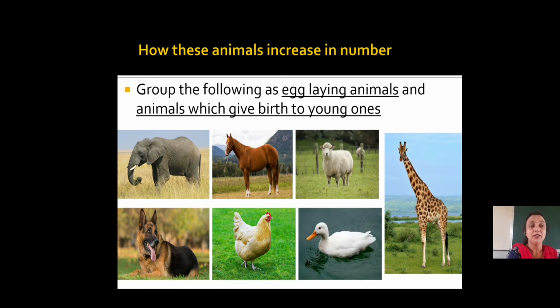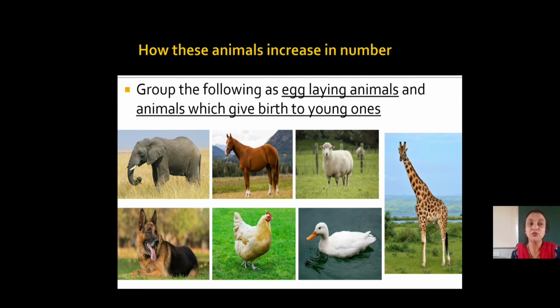Now see, the animals which have ears and hair on the body give birth to the young ones. And the animals or the birds who don't have hair and ears can lay eggs. Okay, now did you understand? Did you understand the difference between which animal gives birth to the young one and which animal lays eggs?